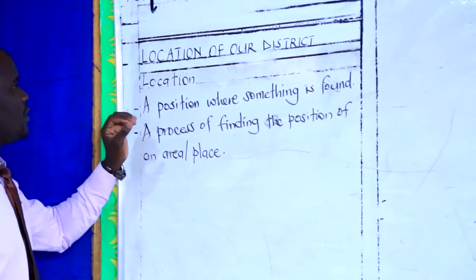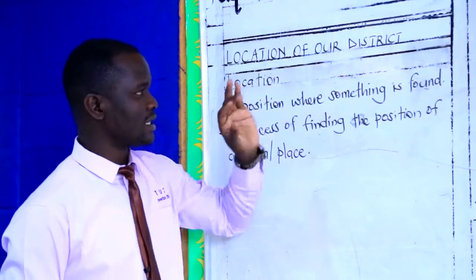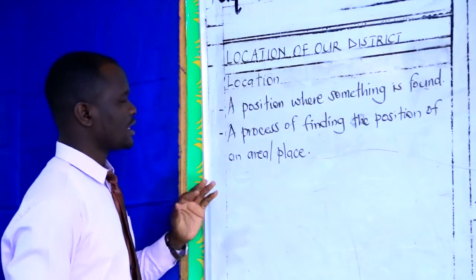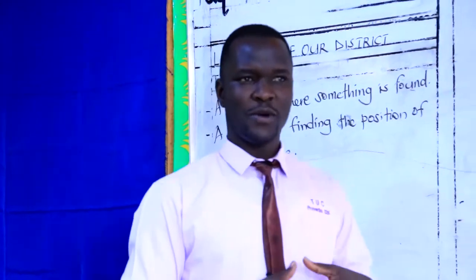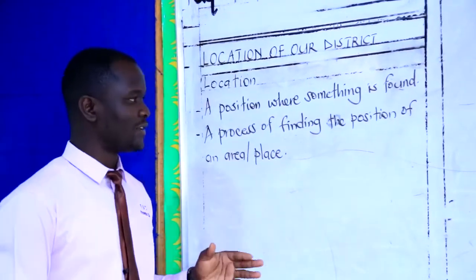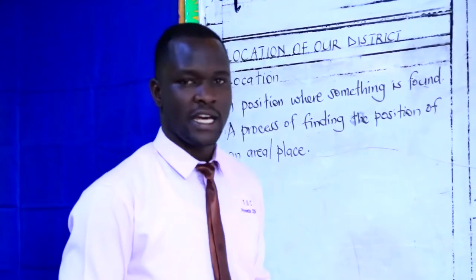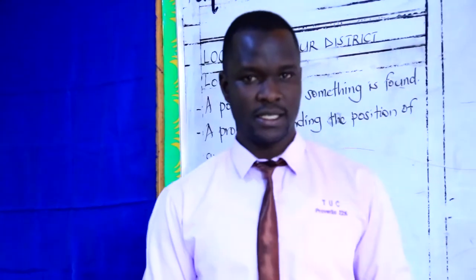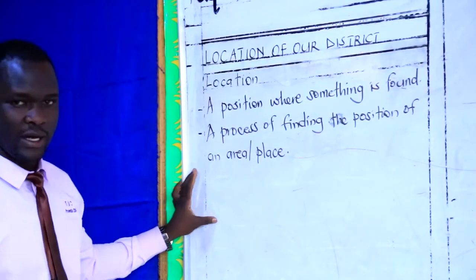Now, when we are looking at our topic, location of our district, it means that we are going to look at where we find our district. But before we answer that question, we first need to understand the name of the district that we are going to locate. So we are first going to identify our district.